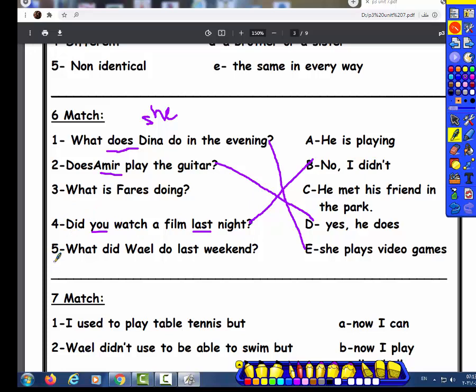Number 5. Here I asked with did and the answer includes did. What did Wael do last weekend? Last weekend means that it was in the past. He met his friends in the park. The answer here is in the past. Met is the past of meet. He asked in the past, so the answer should be in the past. Okay?